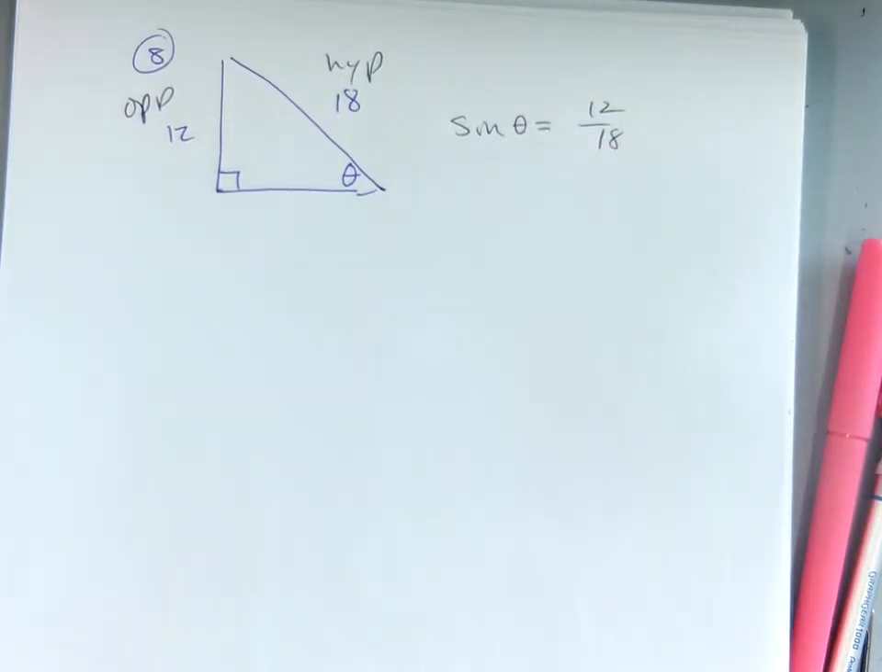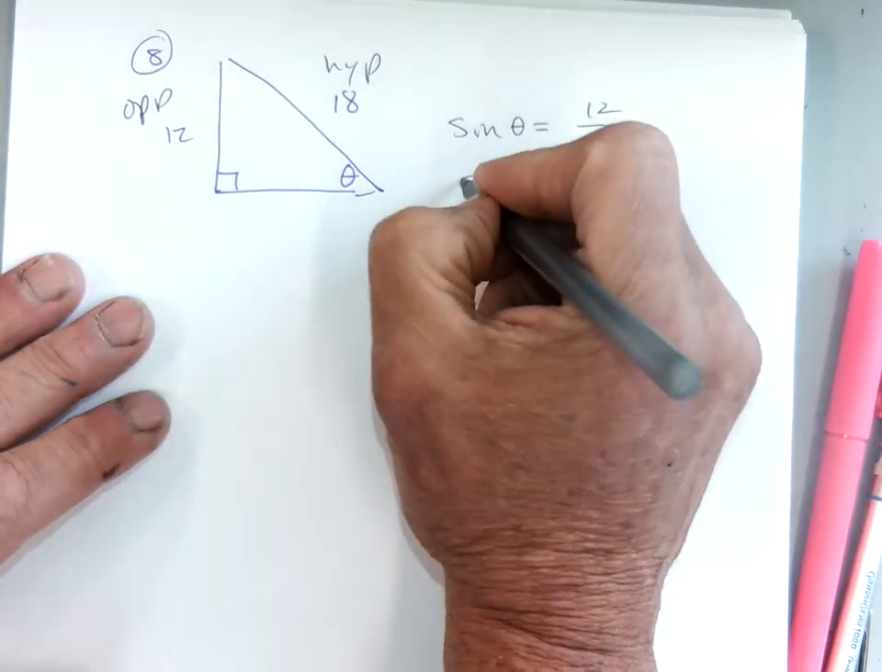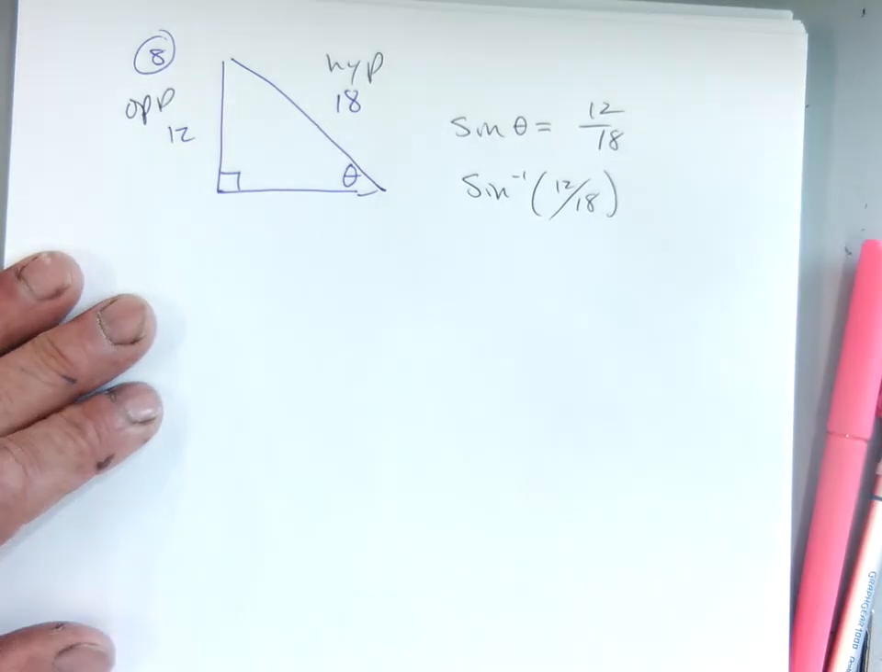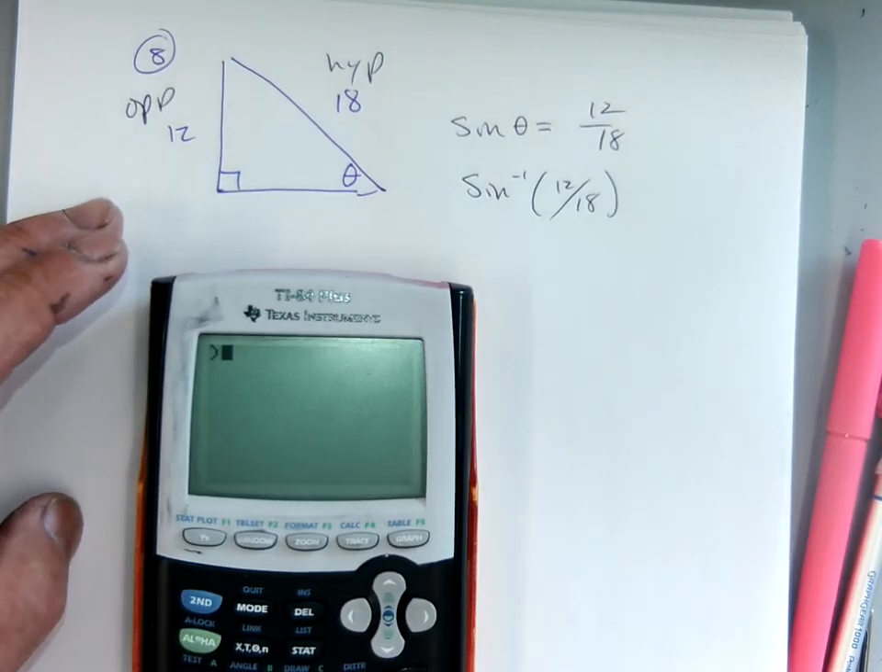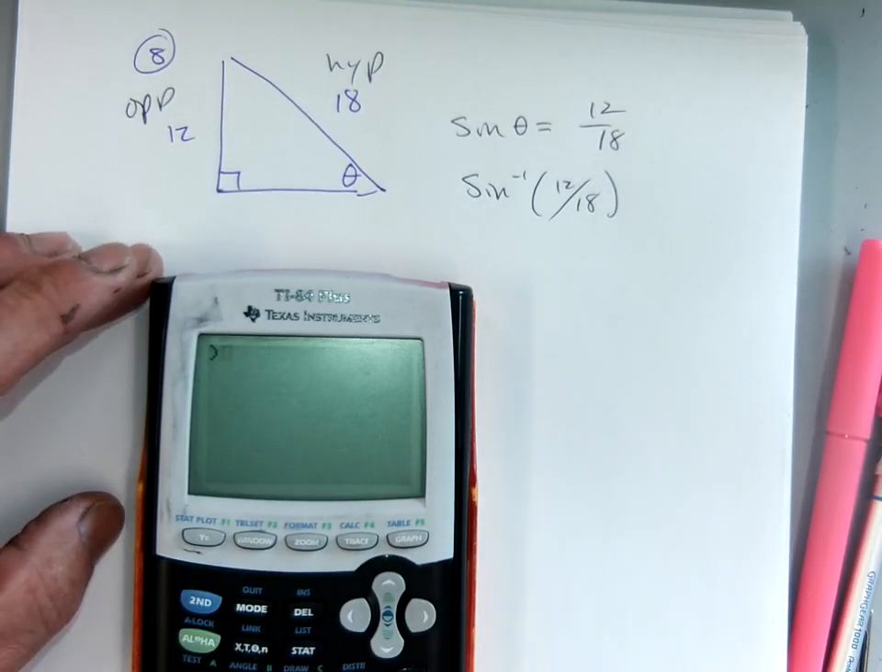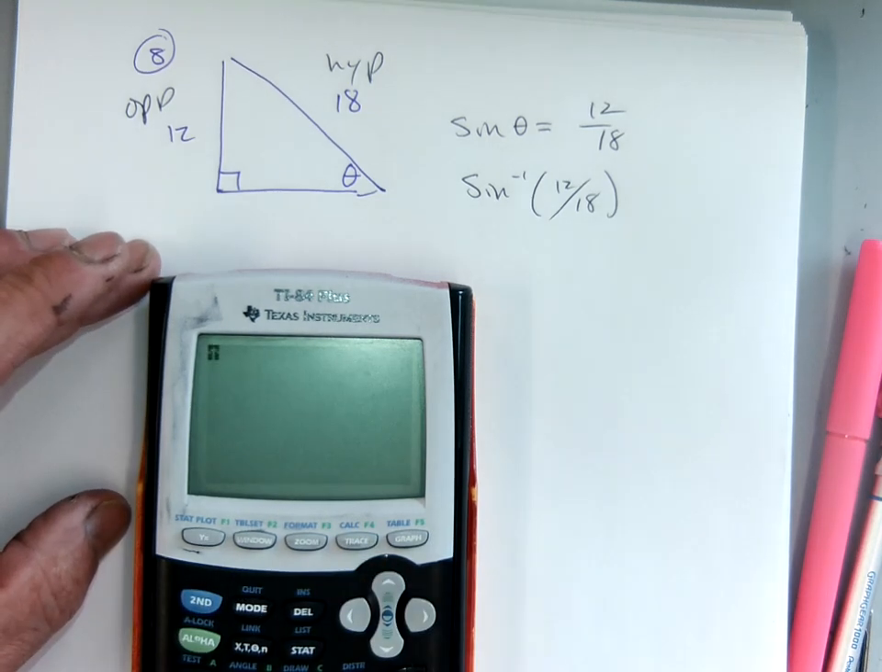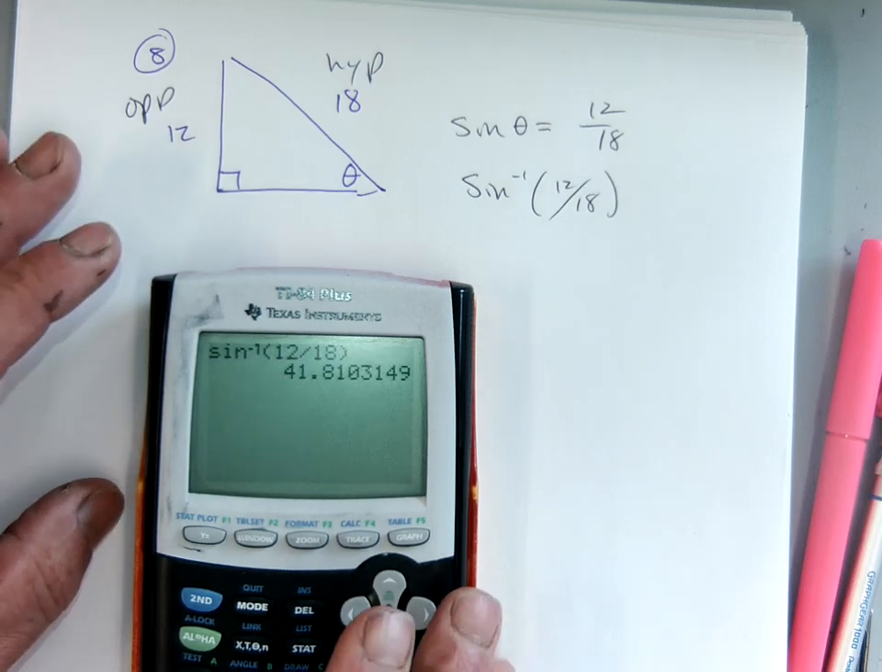But again, we're looking for the angle, so we're going to have to do the inverse. Sine inverse of 12 over 18. Okay. Sine inverse. Oh, clear that, I got parentheses. Sine inverse of 12 divided by 18, and I get an answer of about 41.8 degrees.